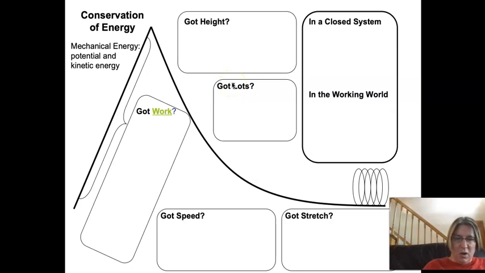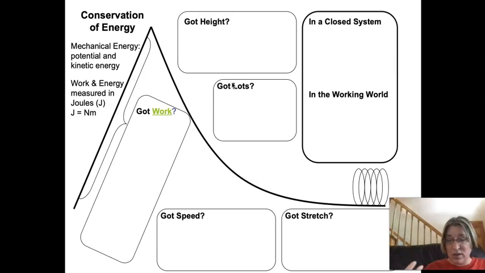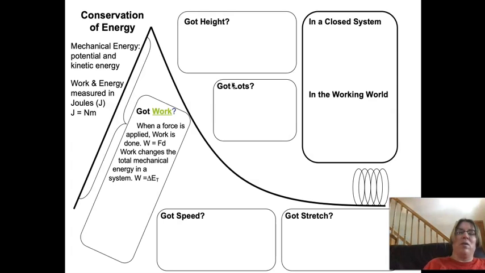Also, just remember that both work and energy are two sides of the same kind of thing. So they're both measured in joules, abbreviated with a capital J, and a joule is just a newton meter. Now, how do we get to the top? How do you put energy into a system? And that is you do work. You apply a force over a distance.